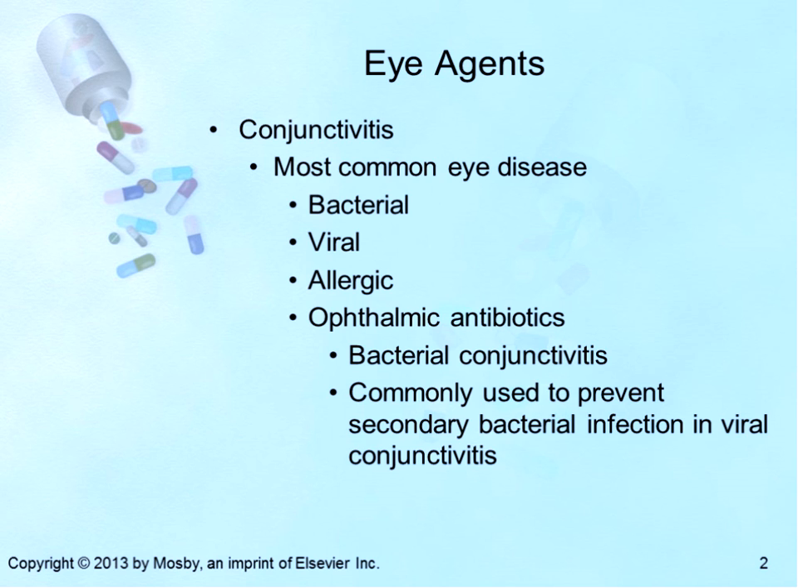The two most common eye diseases seen in primary care that are treated medically are infectious conjunctivitis and seasonal allergic conjunctivitis. Most eye conditions require referral to an ophthalmologist. Conjunctivitis can be bacterial, viral, or allergic, and usually the ophthalmic antibiotics are used just for bacterial conjunctivitis. Some are used to prevent secondary bacterial infections in viral conjunctivitis, but this is patient-specific.